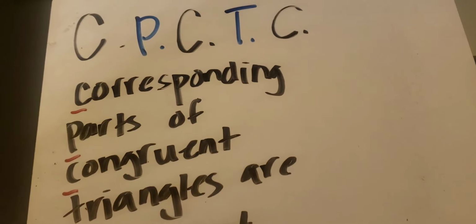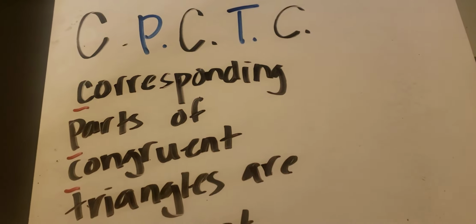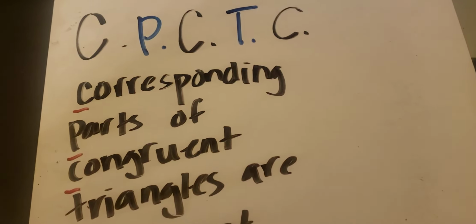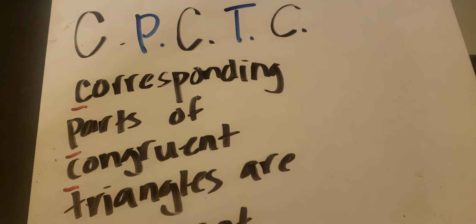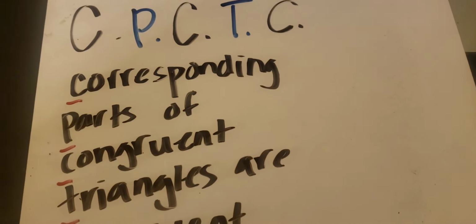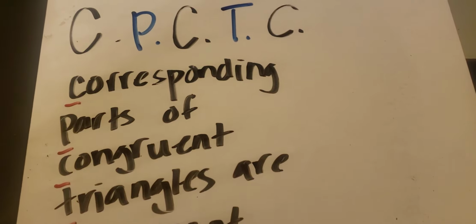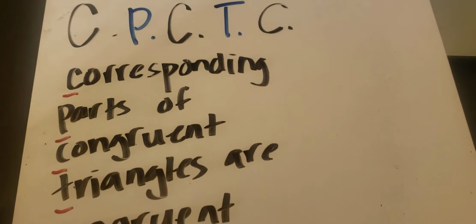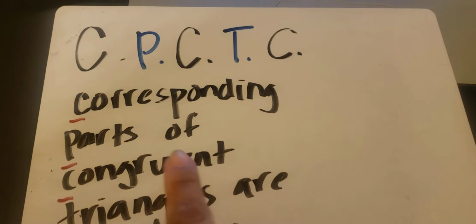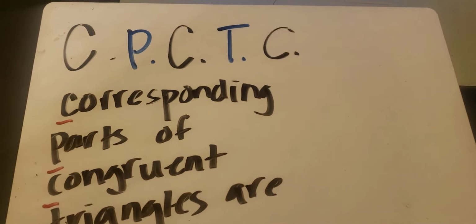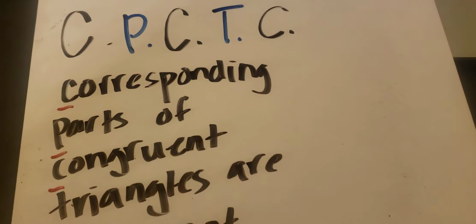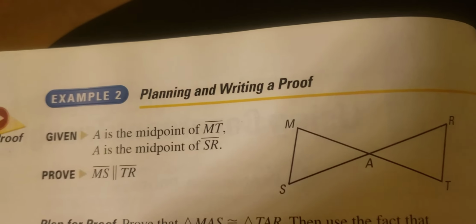Remember, you have technically 5 methods: SSS, SAS, angle side angle, angle angle side, and HL. So only after you've proven triangles are congruent, then you can prove that the remaining angles and the remaining sides are congruent. So when we talk about corresponding parts, we're talking about the rest of the angles and the sides. All right, let me show you an example.